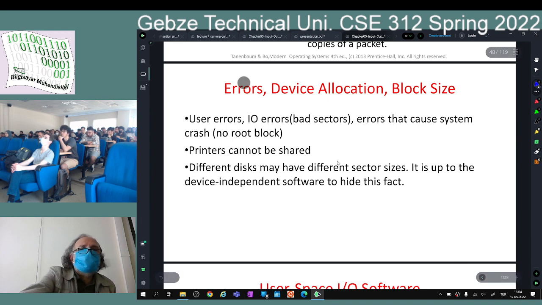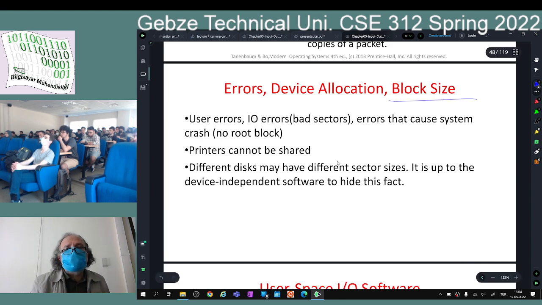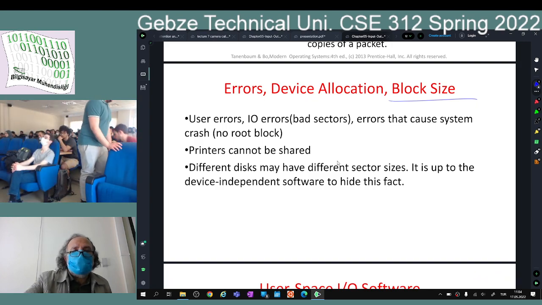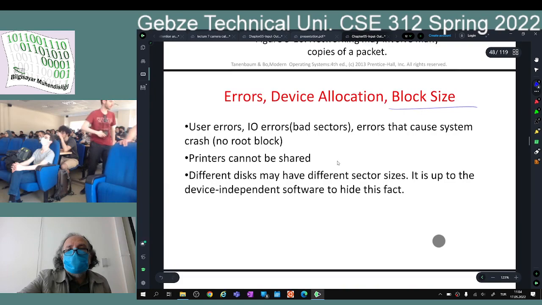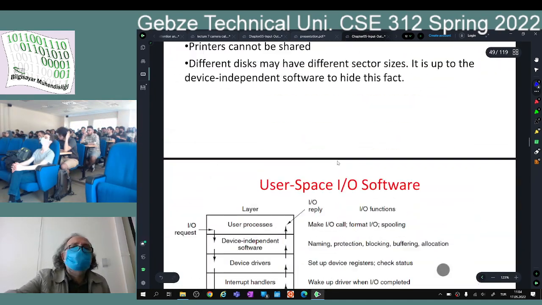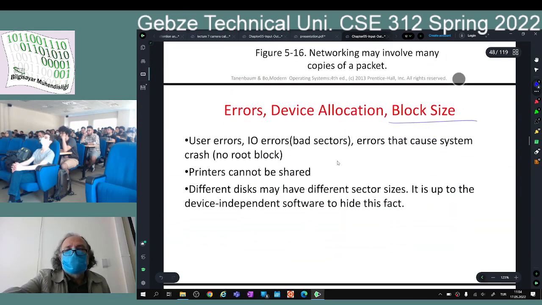Errors has to be allocated this way. This notion of block size. Let's look at this one. This is not an error, but usually with the I/O stuff we do it that way. Okay. Let me show you. No, I think I'm going to talk about it later.